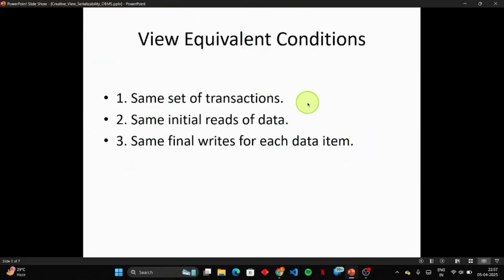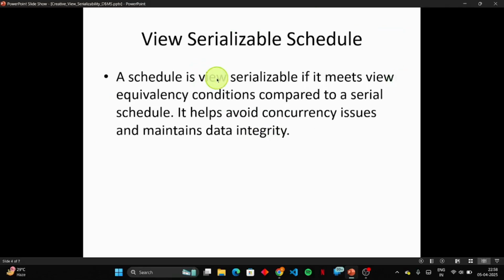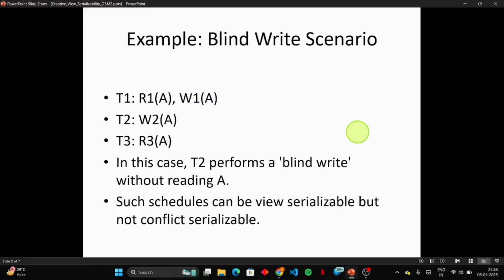And we have seen three conditions of view equivalence. That is, same set of transactions should be there, same initial reads of data, that is, the same transaction performs the initial read on the same data in both versions. That is, the first version is the parallel schedule and the second version is the serial schedule. And third, same final writes should be there. And this is the definition of a view serializable schedule. A schedule is view serializable if it meets the equivalency conditions, and it also helps us avoid concurrency issues.